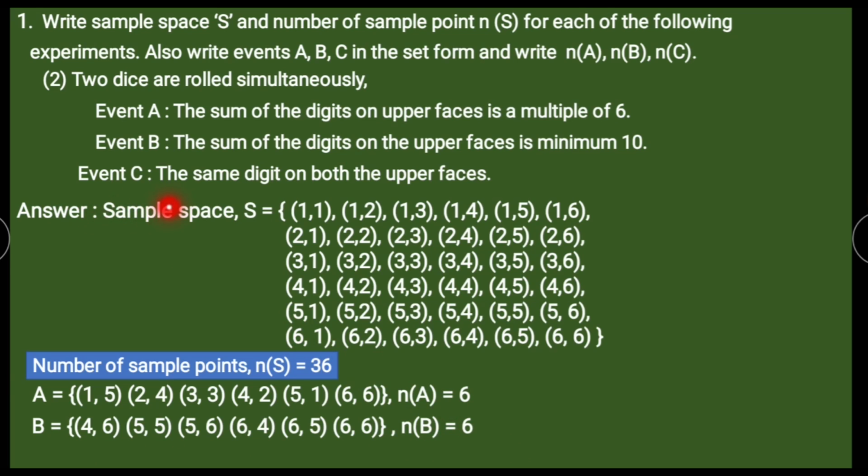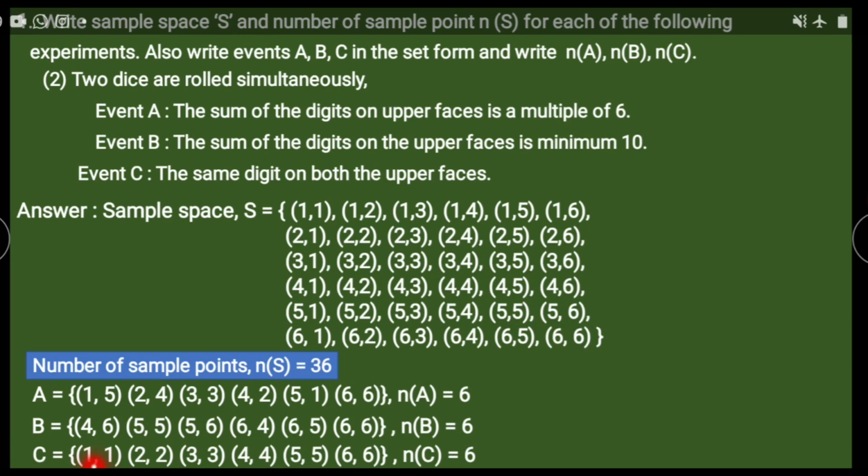Then for event C, the same digit on both the upper faces. Same digits means (1,1), (2,2), (3,3), (4,4), (5,5), (6,6). So we write in set C the ordered pairs (1,1), (2,2), (3,3), (4,4), (5,5), (6,6). Here the total number of elements is 6. So n of C equals 6.